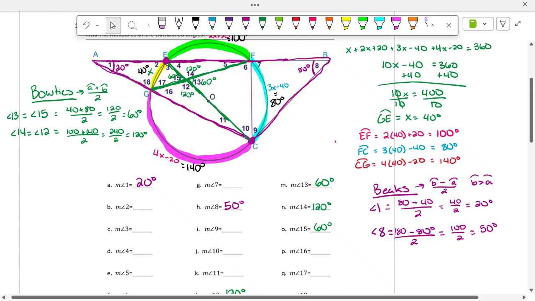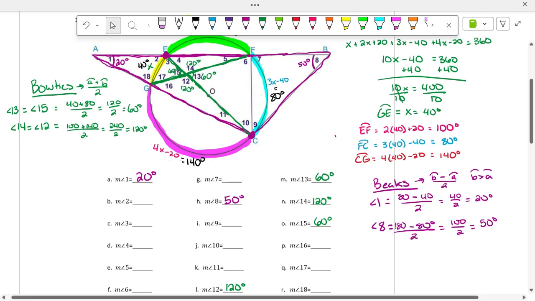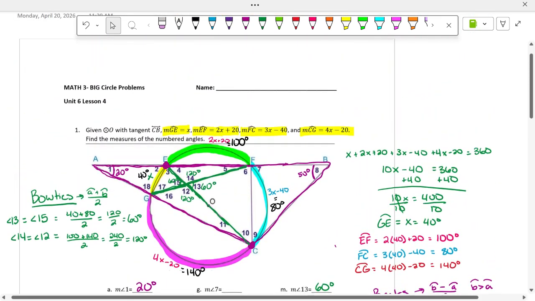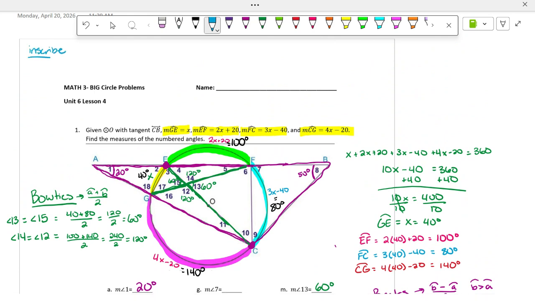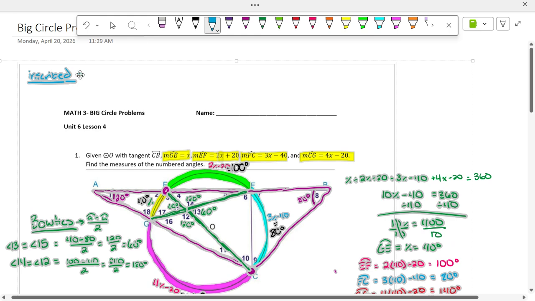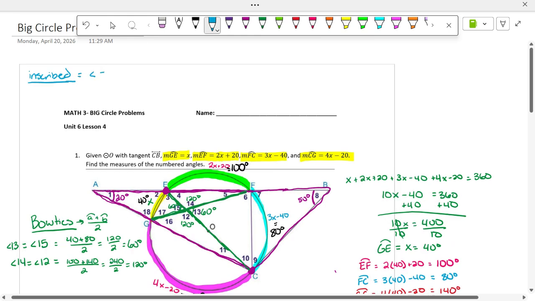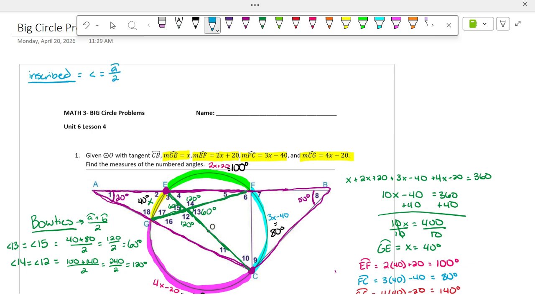So the next subset that we haven't done yet is inscribed. All right, I want to do these way up here. And remember, inscribed, the formula is simply you take whatever the angle is equal to the arc over 2. So remember, inscribed, the vertex is on the circle. So someone name me one inscribed angle. 9. All right, so 9 is right here.